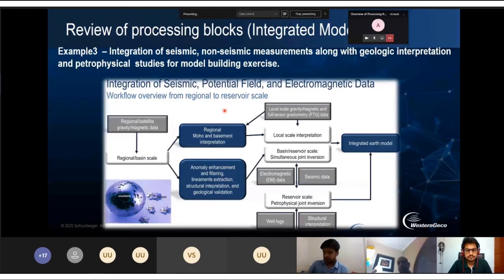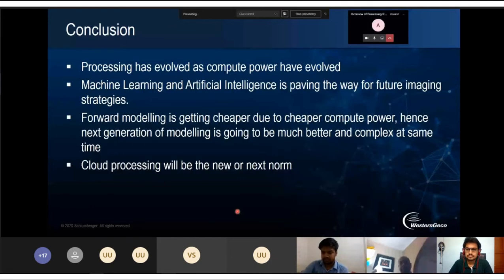Processing has evolved, hence the compute power has evolved. We don't depend much on decon anymore. Decon is still a process, but we have more other tools to predict the multiples and do imaging in a better way. Machine learning and artificial intelligence are paving the way for future imaging strategies. Earth modeling is getting cheaper because of compute power, hence next generation modeling will be much better and more complex. We might be able to do elastic modeling in the next couple of years when the compute becomes much more robust. And cloud processing is becoming the new norm, or is going to be the next new norm in a couple of months or years. We are processing in the cloud, and most of the companies are doing so.